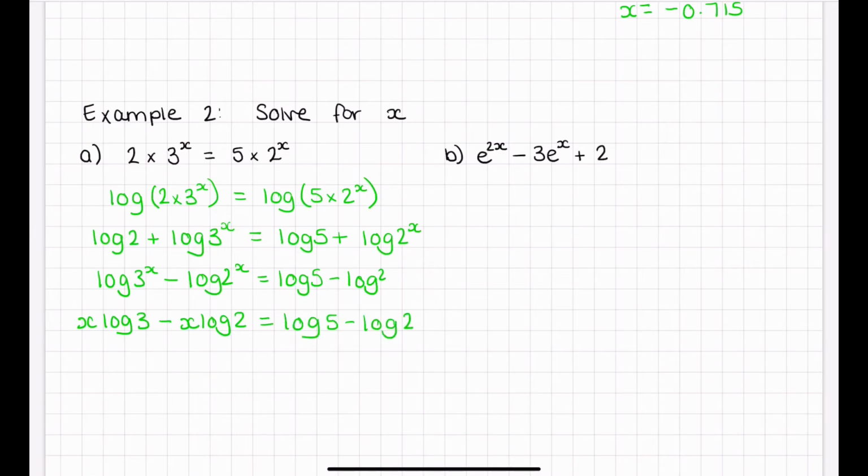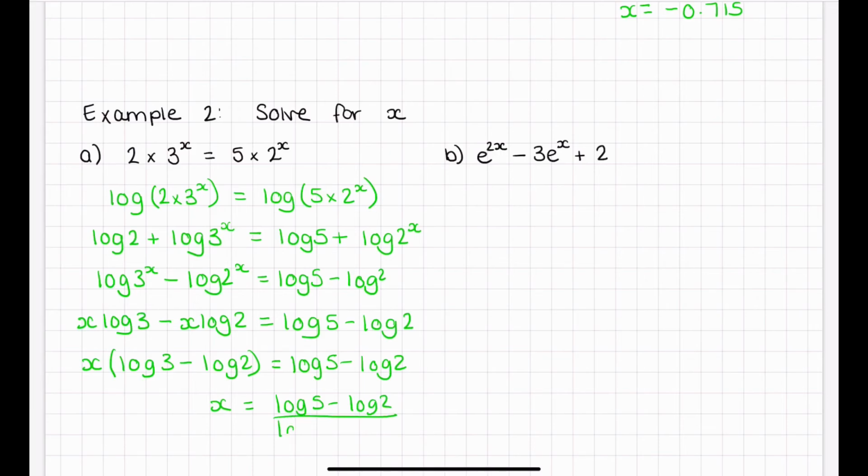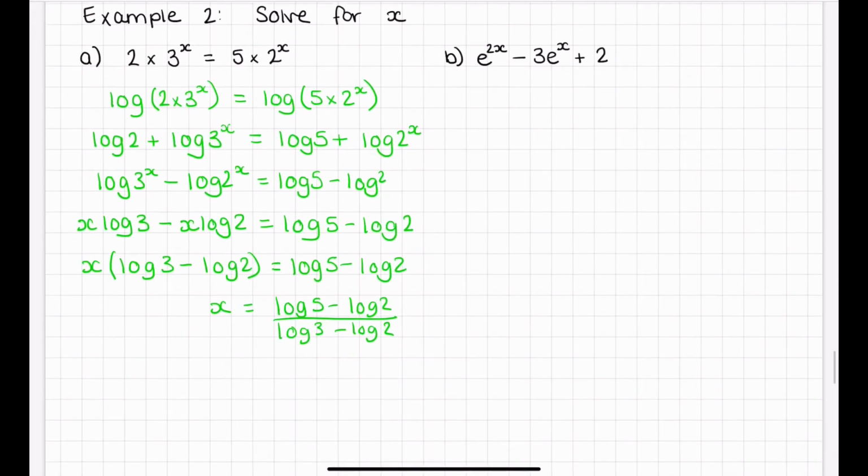Then we can factorise out the x, so we only have one x, so we'll have x bracket log 3 minus log 2 equals log 5 minus log 2, and then just divide to the other side. So x will equal log 5 minus log 2 divided by log 3 minus log 2. And then just put that in your calculator and you'll find that x equals 2.26.